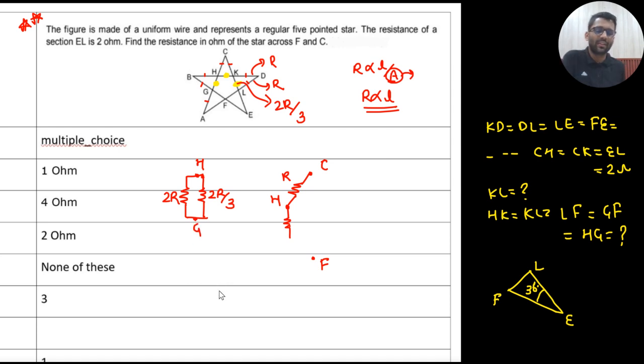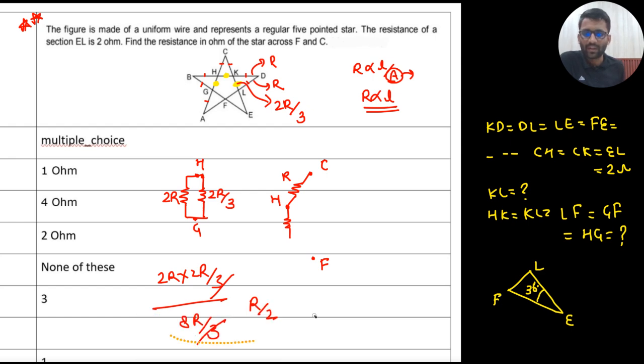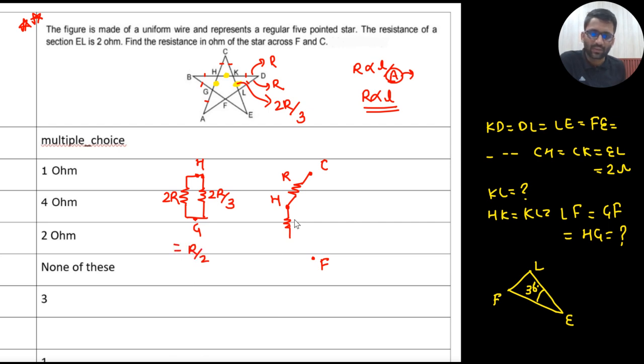2R by 3 parallel with 2R. 2R into 2R by 3 upon 8R by 3. So what would that be? R by 2. Okay. So 2R parallel with 2R by 3 would be R by 2. So this resistance would be R by 2. Same goes for this one as well. This resistance will also be R by 2.